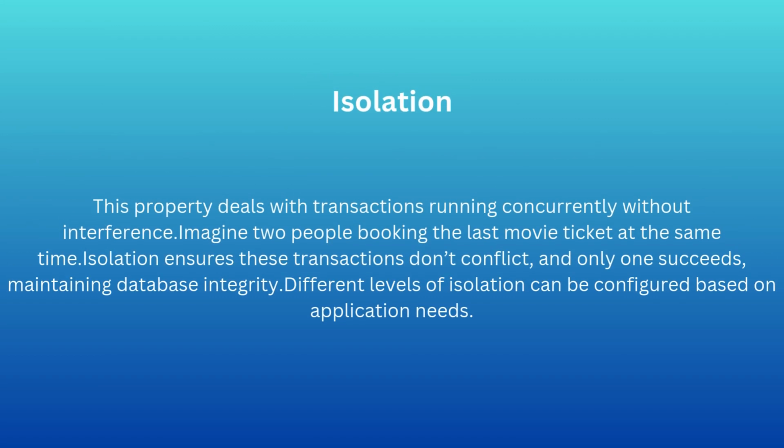Moving on to isolation, this property deals with transactions running concurrently without interference. Imagine two people booking the last movie ticket at the same time. Isolation ensures these transactions don't conflict, and only one succeeds, maintaining database integrity. Different levels of isolation can be configured based on application needs.